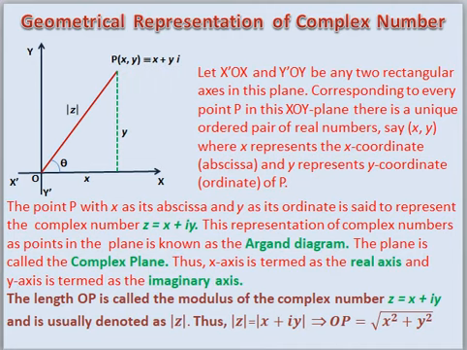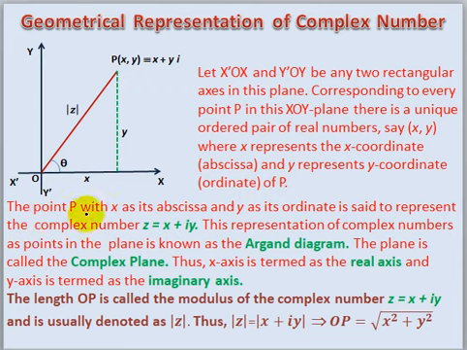First we'll see how the geometrical representation of a complex number can be done. Now suppose we assume X'OX and Y'OY to be any two rectangular axes in this plane. Then you will find corresponding to every point P on this plane there will be a unique ordered pair of real numbers, which is denoted as an ordered pair (x, y). Then x will be the x coordinate or abscissa of the point P and y will be denoting the y coordinate or ordinate of the point P.